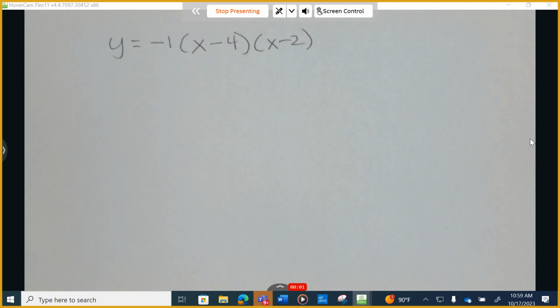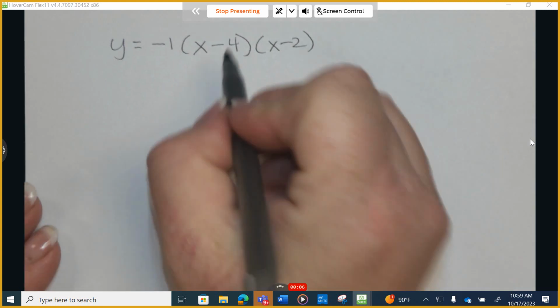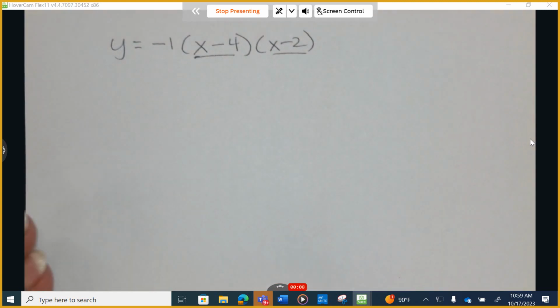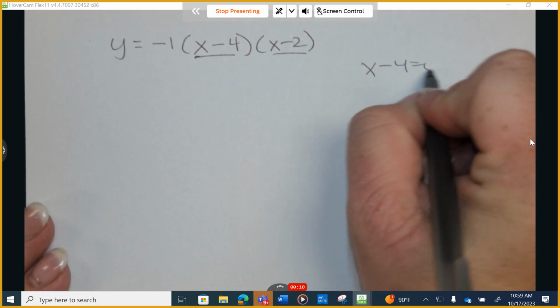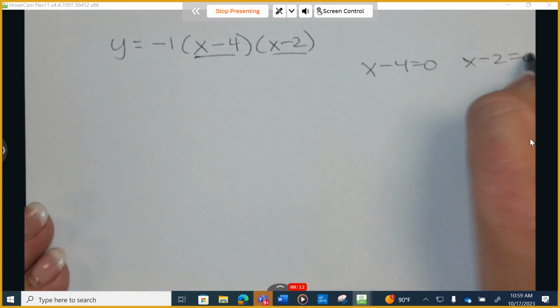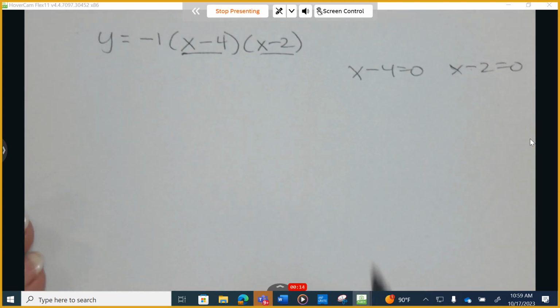This form is called intercept form or factored form. I like forms where I can do the least amount of work. So I'm taking each one of these parentheses, called factors, and setting it off to the side, setting it equal to 0 and solving. That's going to allow me to figure out what the x-intercepts are.